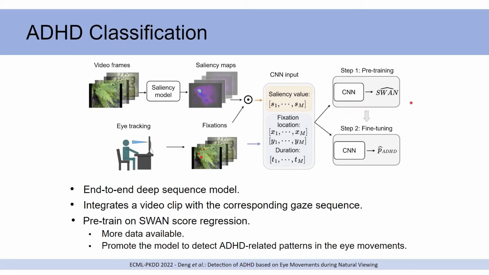Our model is trained in 2 steps. Recall that the SWAN score is correlated with ADHD detection. We therefore first pre-train the model on SWAN score regression. Besides, the model can be trained on a larger dataset to help solve the data scarcity problem. Subsequently, we fine-tune it on the ADHD classification task.